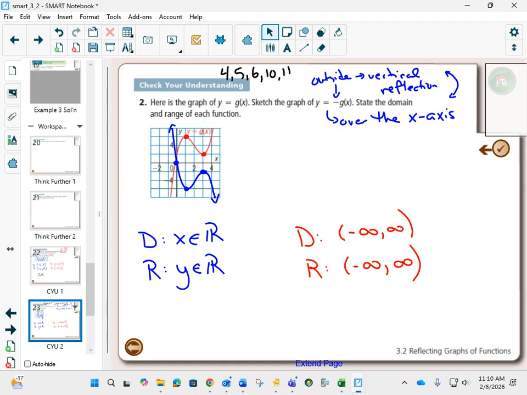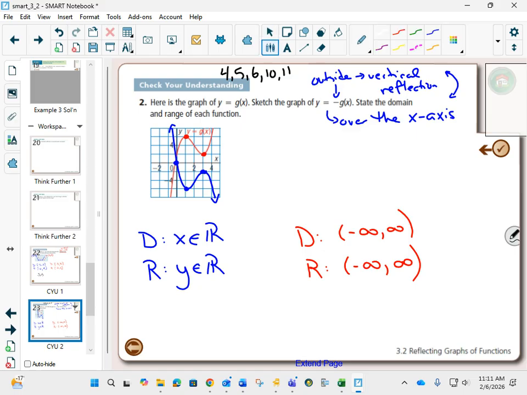Vertical is up and down. That helps me remember that. If I'm going up and down, that means I'm going to go over the x-axis. So now that I have that in my head, I took those two key red points, and I've got to reflect them over the x-axis. I drew the blue points.